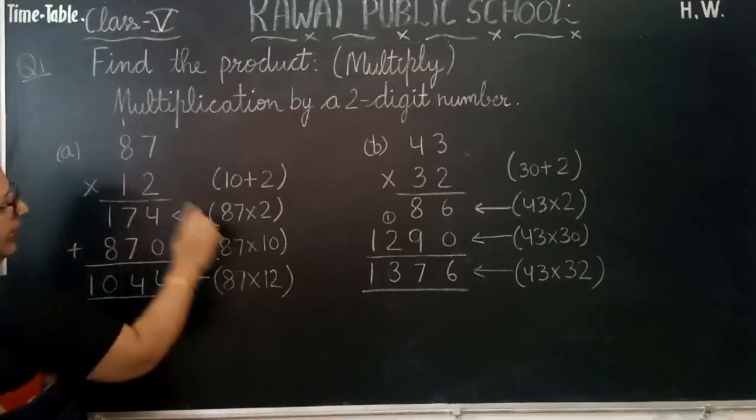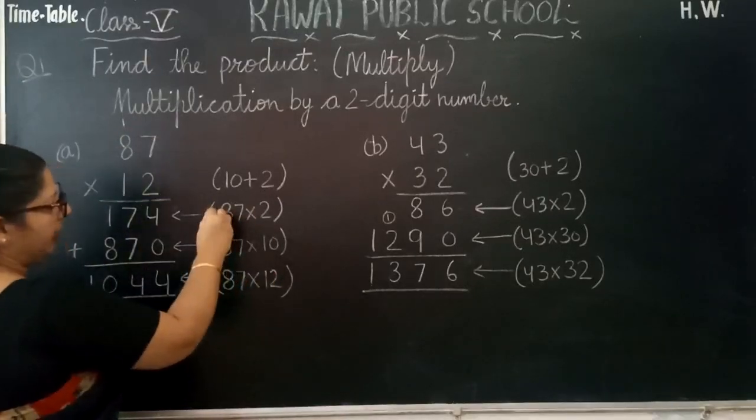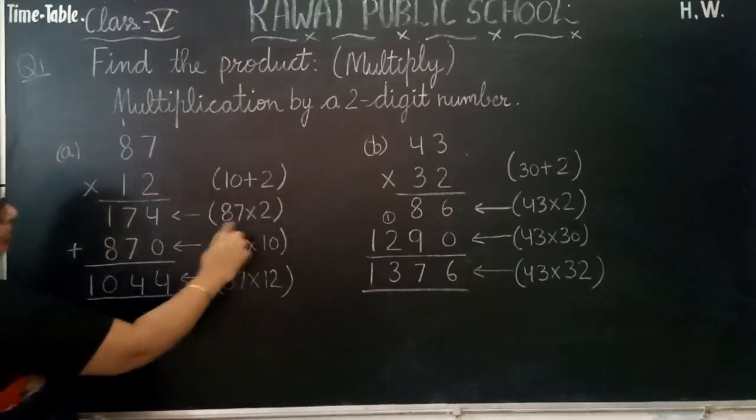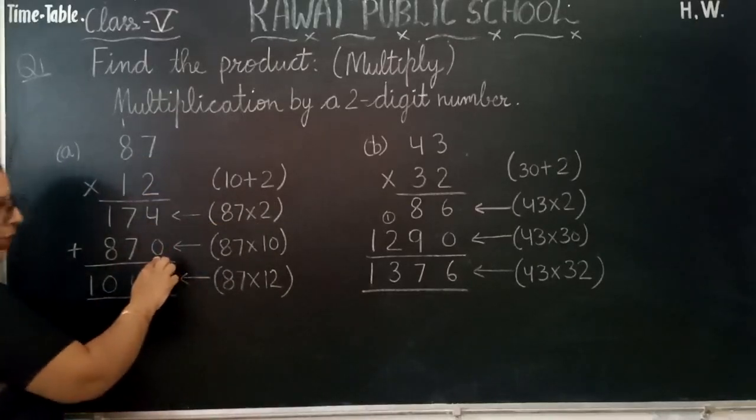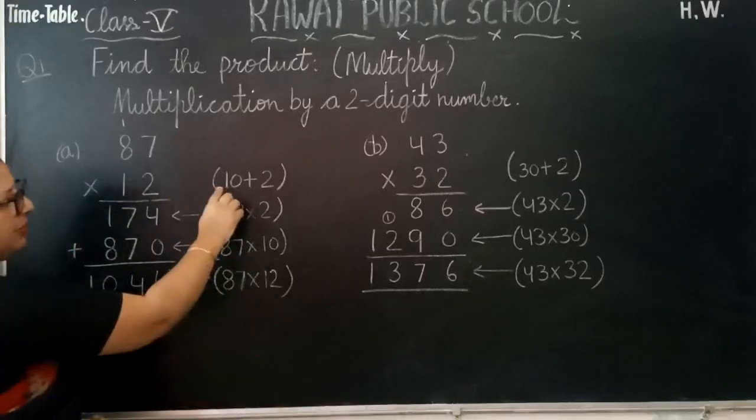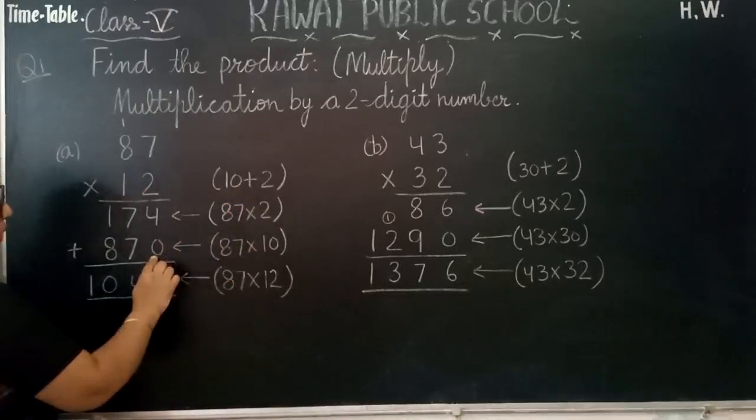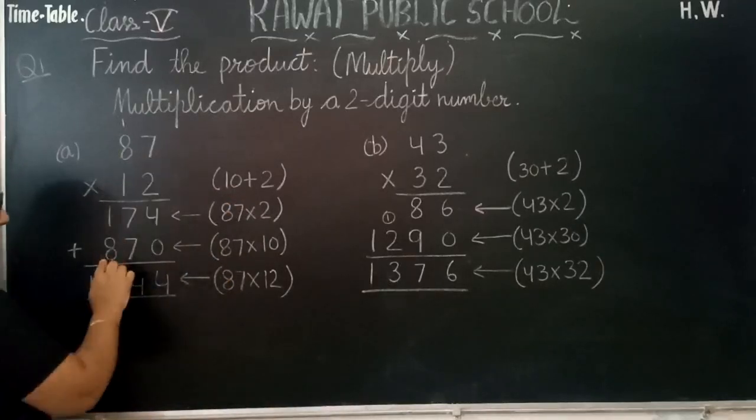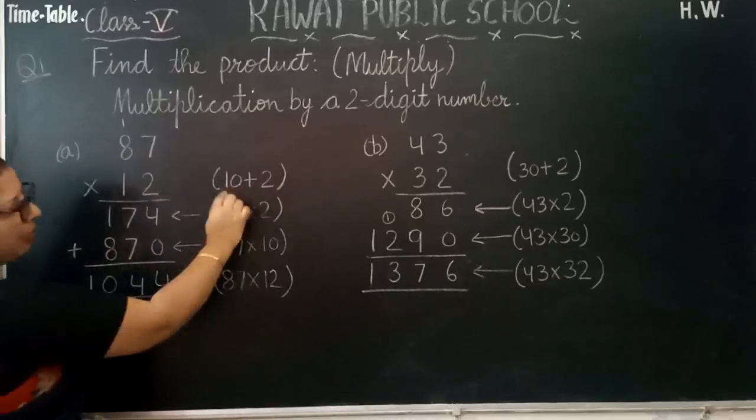So this is 87 multiplied by 2. Write in the bracket 87 multiplied by 2. 12 means 10 plus 2. Then 87 multiplied by 2 is equal to 174. And then we put 0. Now 1 is 10, the place of 1 is tens. Tens means 1 0, 10. So we put this 0 here. So we multiply by 1. 1 seven is 7 and 1 eight is 8. So this is the answer of 87 multiplied by 10.